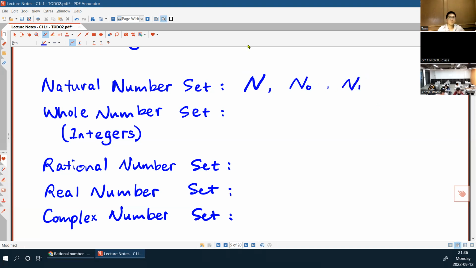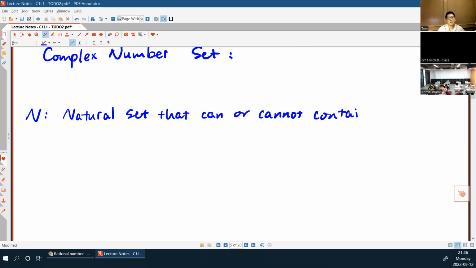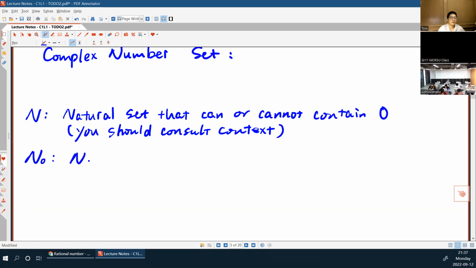So the difference is, I'll put it here, okay? The letter N means a natural number set that can or cannot contain 0. You should consult your context in order to decide whether it contains 0 or not. Okay, in order to clarify, we introduced N0. That's also a natural number set.